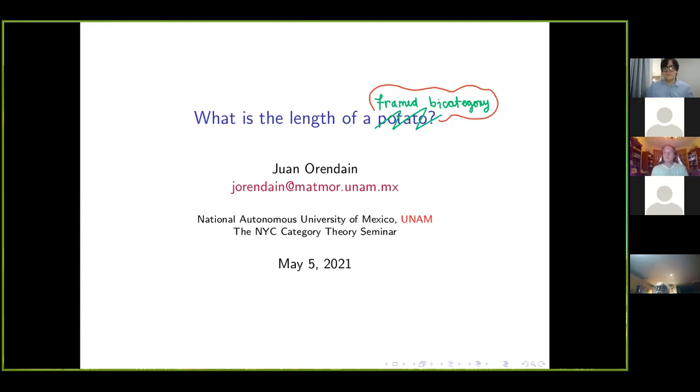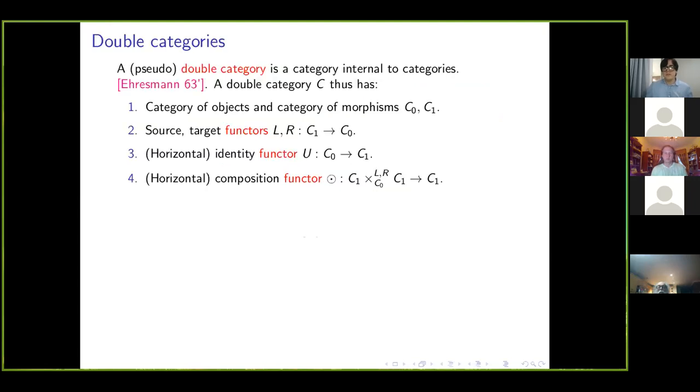So let's start with the definition of a double category. Nassan mentioned I should define things very, very clearly from the start. A double category, or a pseudo double category, is a category internal to categories. The concept was introduced by Ehresmann in '63.